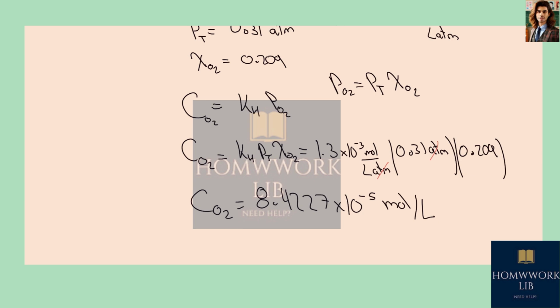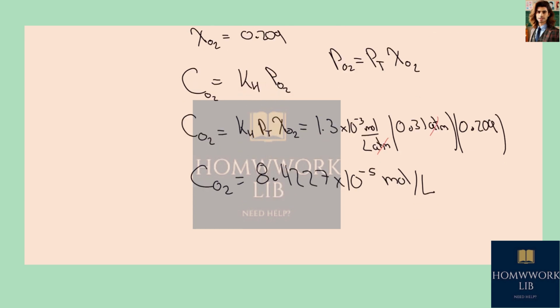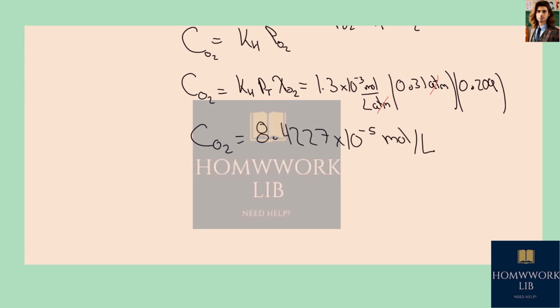So in this case, since all of the quantities were given up to 3 significant figures, depending on how strict is your professor, you can plug in the full value over here, or you're going to need to round up to 3 significant figures, which would be 8.42 times 10 to the minus 5 mole per liter.